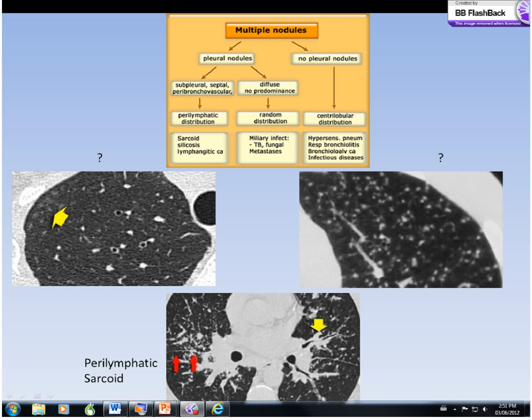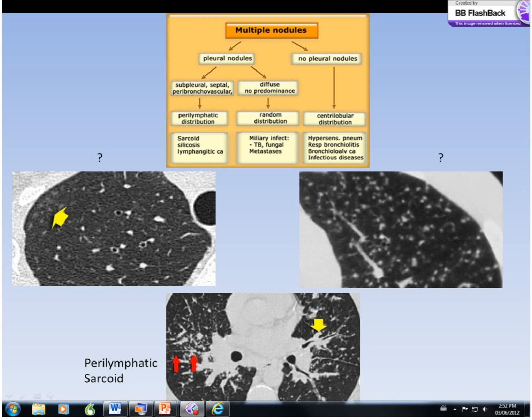When we look at this one, it's a randomly distributed pattern. The reason being here, there are nodules on the pleura, there's some 5 to 10 millimeters away from the pleural surface, and there's some on the septa there as well. So it has a bit of everything. And this was a patient with miliary TB.